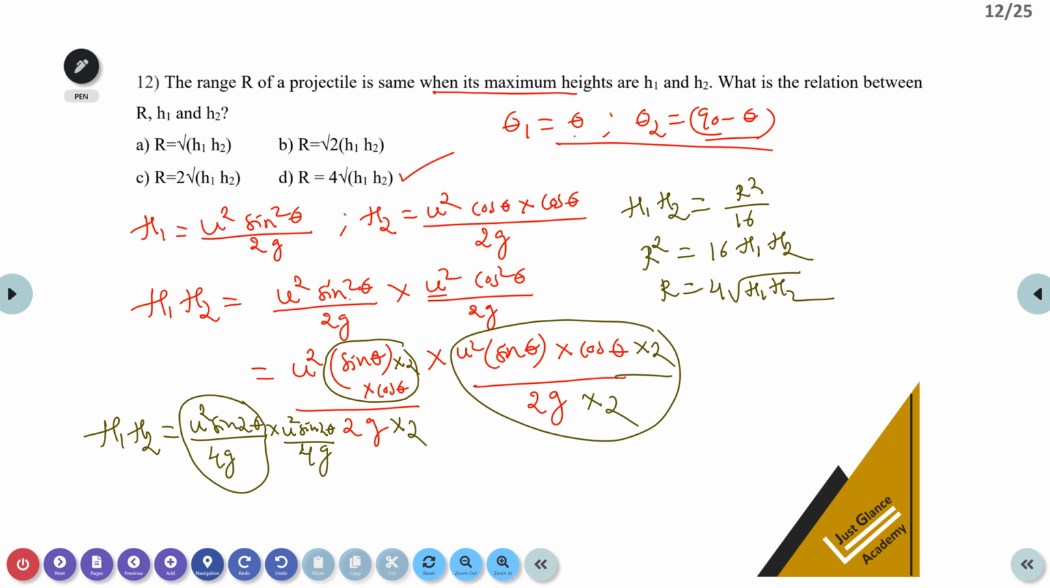I proved it, because this term is nothing but R.